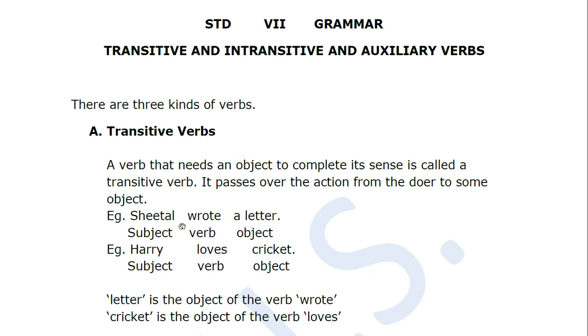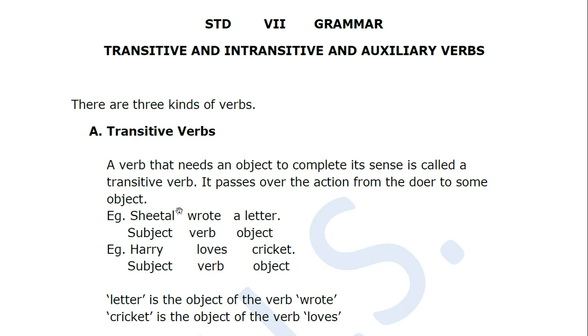Listen very carefully. Now, this sentence, Sheetal wrote a letter. First of all, you just look at the action. What is the action? Wrote. So that means this is the verb. Correct? Now who wrote the letter? Sheetal. So the person doing the action is the subject. Now what action did she do? Write. And what did she write? Or on what she wrote? A letter. So this is your object.